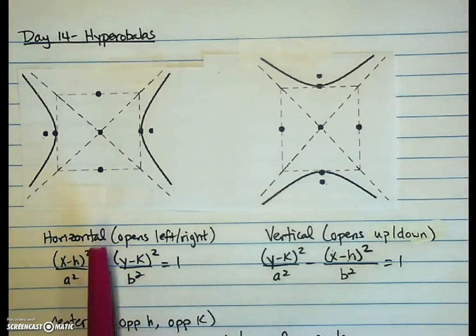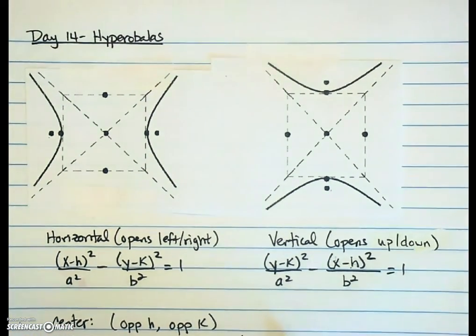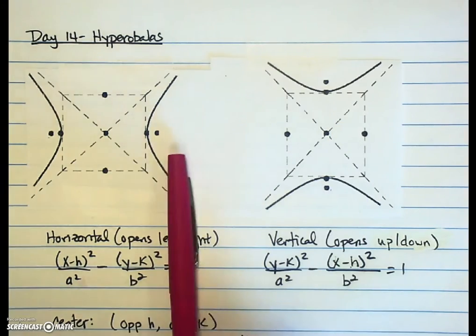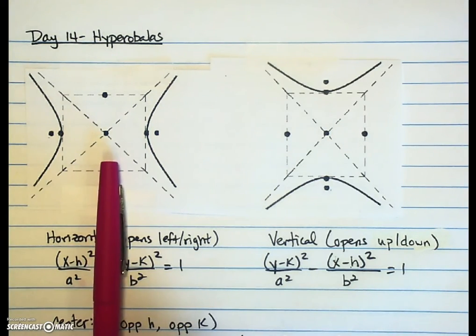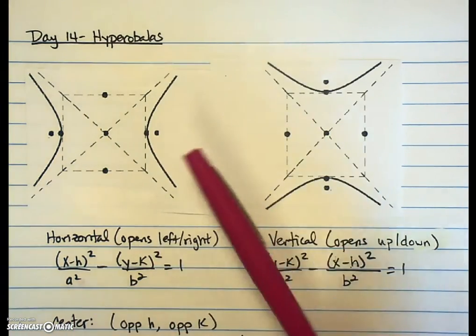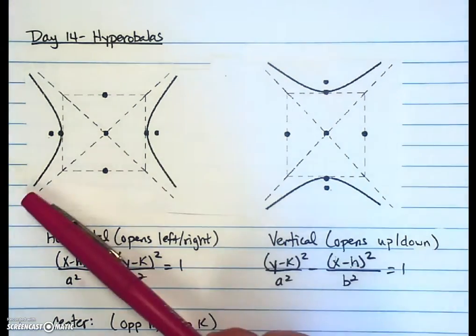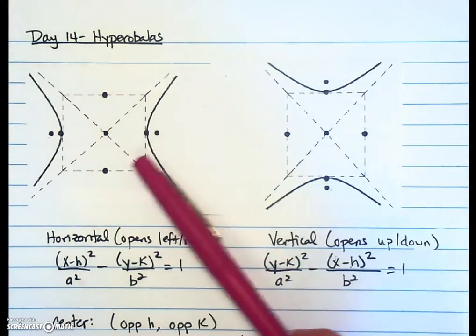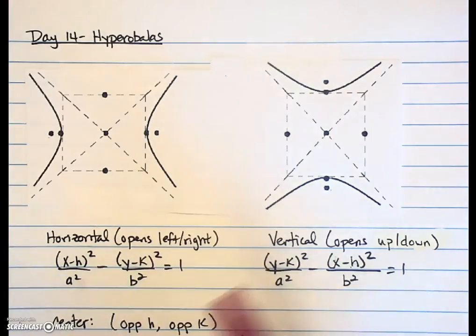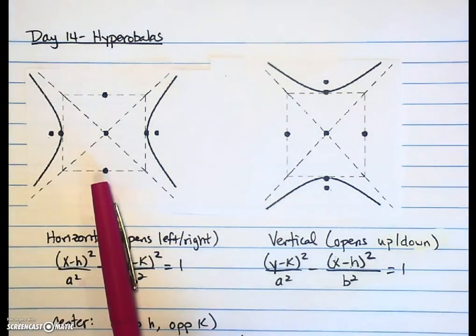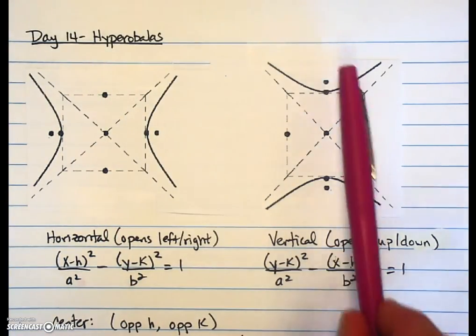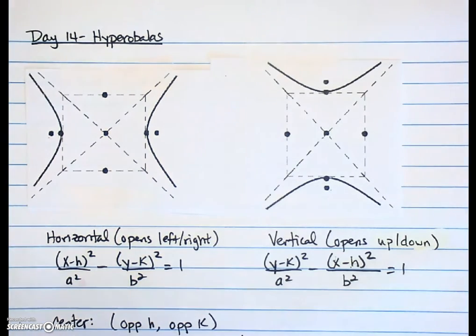So when you draw the graph of a hyperbola, this is what they're going to look like. When you actually graph it on your paper, it's going to look just like this. Now the actual hyperbola is just the solid lines here, but all of these dotted lines are what we're going to use to help us graph it. So this is a horizontal one. It opens to the left and right. This is a vertical one. It opens up and down.